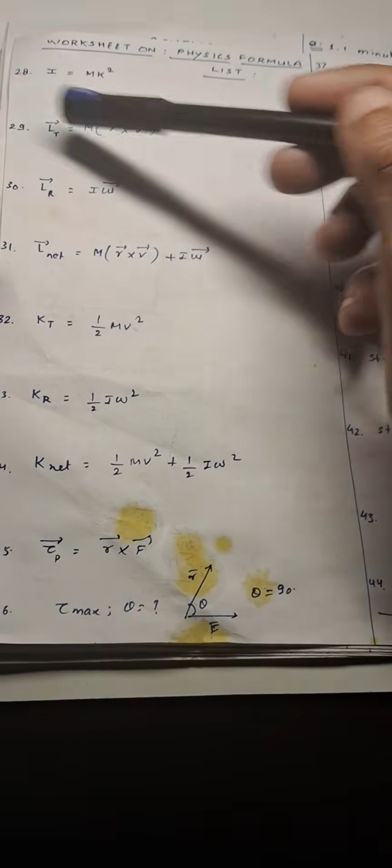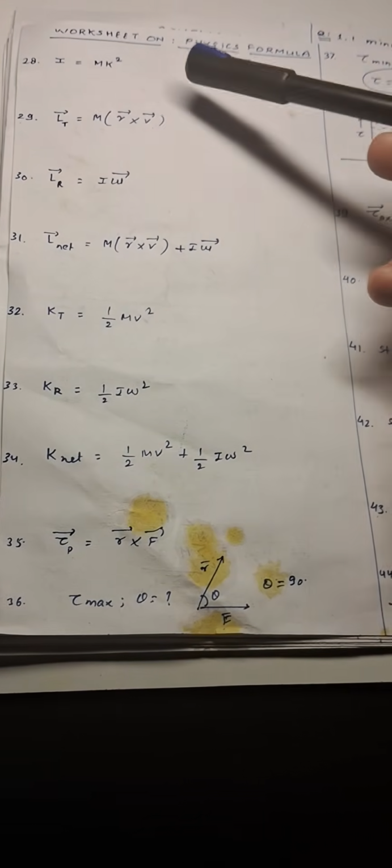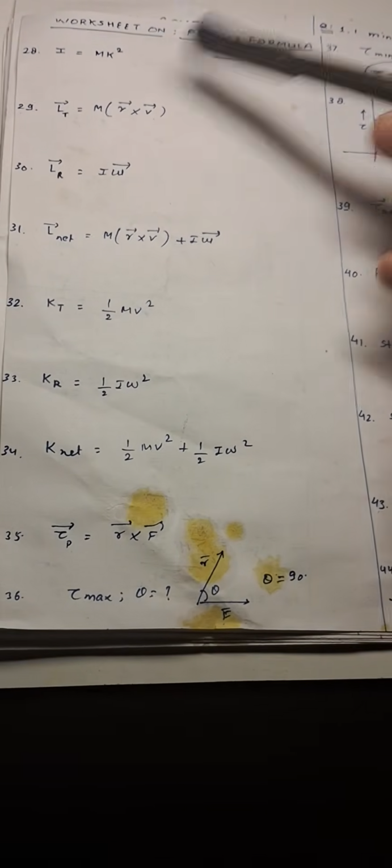The first thing is moment of inertia. It is mk square. M is the mass of the body and k is the radius of gyration of the body. This is the definition of the moment of inertia.